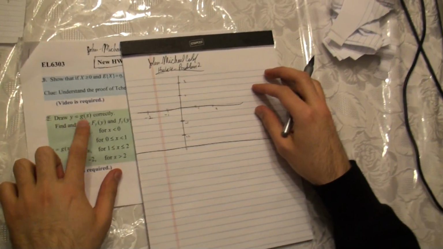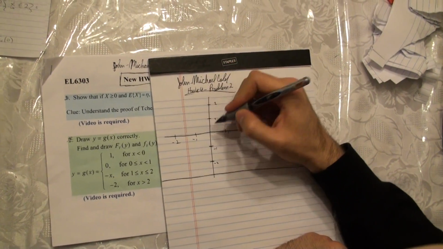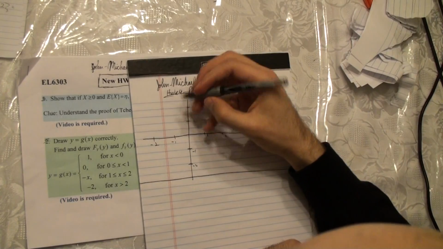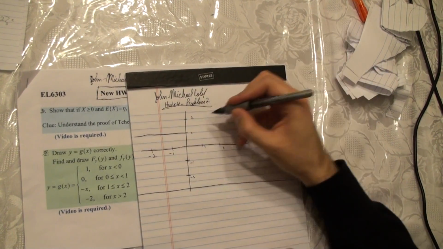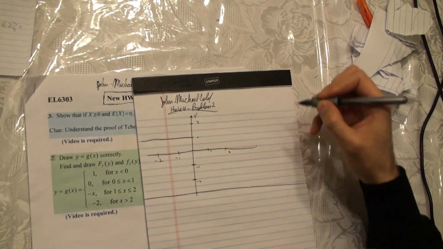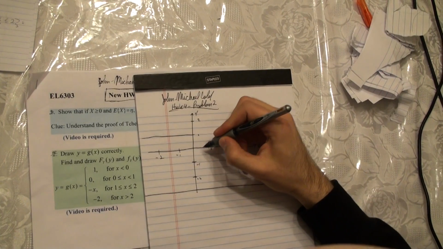So problem 2, first part, asks us to draw g of x correctly. It gives us the parameters for g of x and we have to draw it. For x less than 0, we just get y equals 1. So we have just 1. By the way, this is y. This is x. For x between 0 and 1, we get 0.